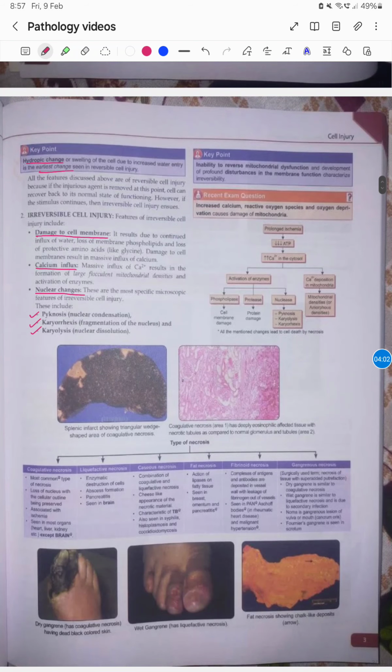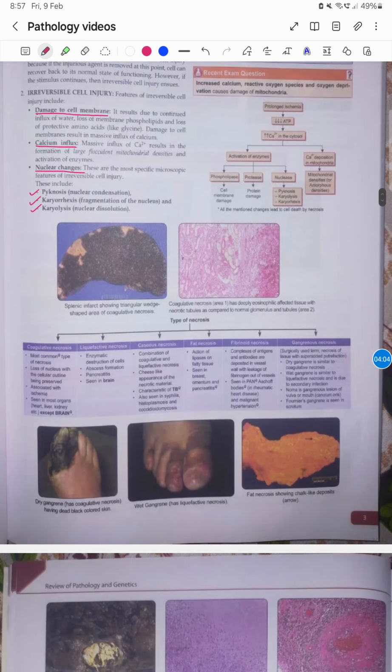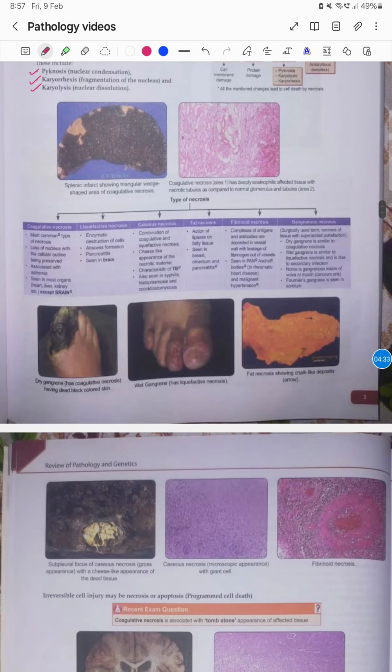Next is its mechanism. Prolonged ischemia leads to a decrease in ATP content to a much lesser extent, that will cause activation of some enzymes like proteases that will lead to protein damage, nucleases that lead to nuclear damage including pycnosis, karyorrhexis, karyolysis, and phospholipase that will cause plasma membrane damage. Calcium deposition in mitochondria causes amorphous densities inside the mitochondria.